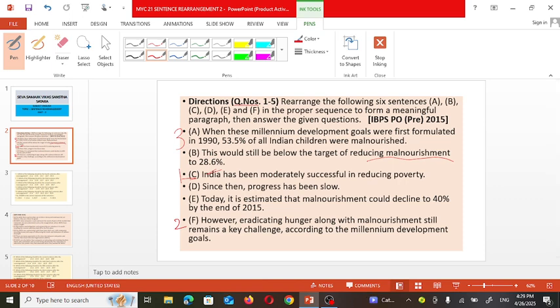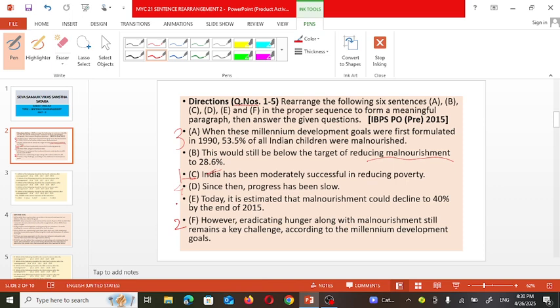Okay. Now let's see the fourth statement. About these changes or this struggle for development, here is option D: Since then, progress has been slow. So from 1990 onwards, the progress has been slow. So statement D can be the fourth statement. After that, B and E statements remain.